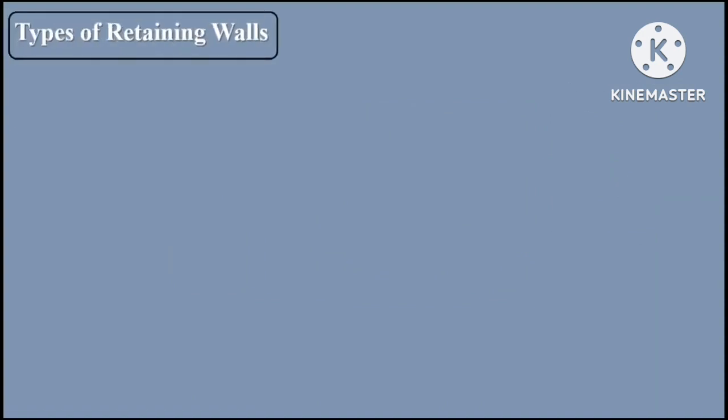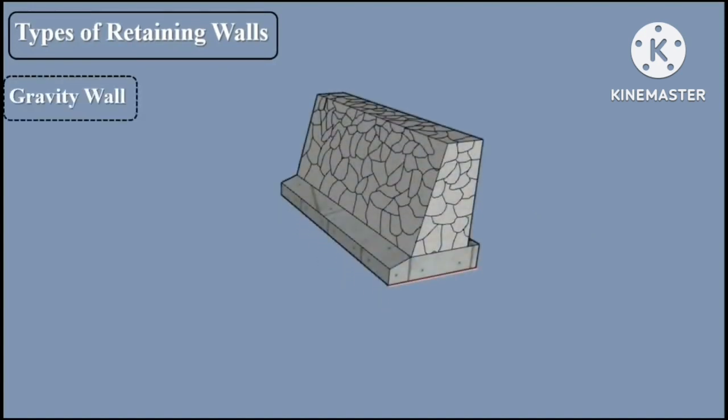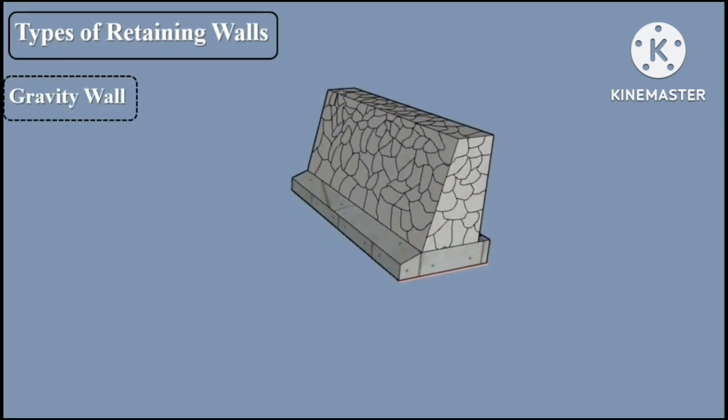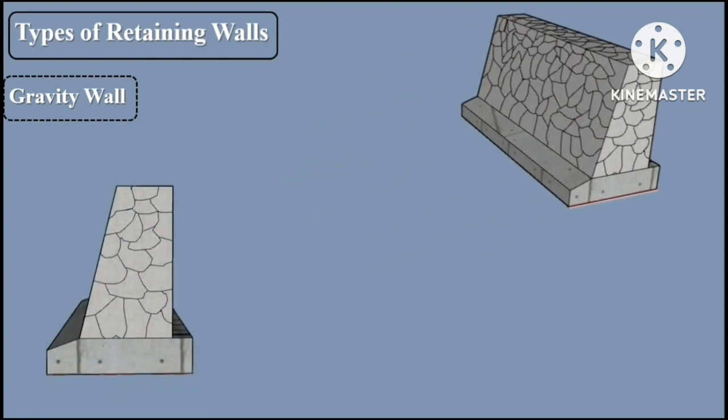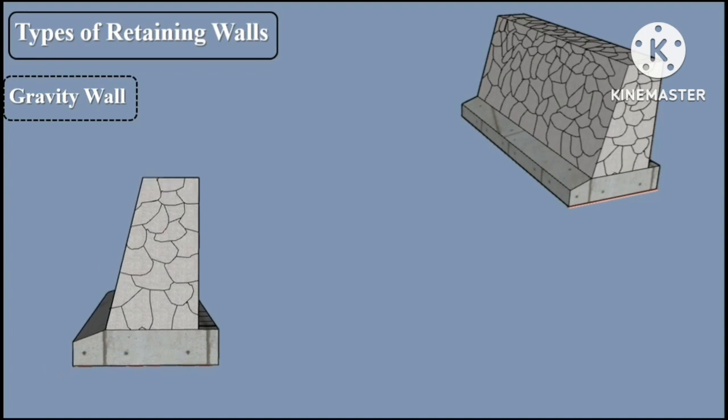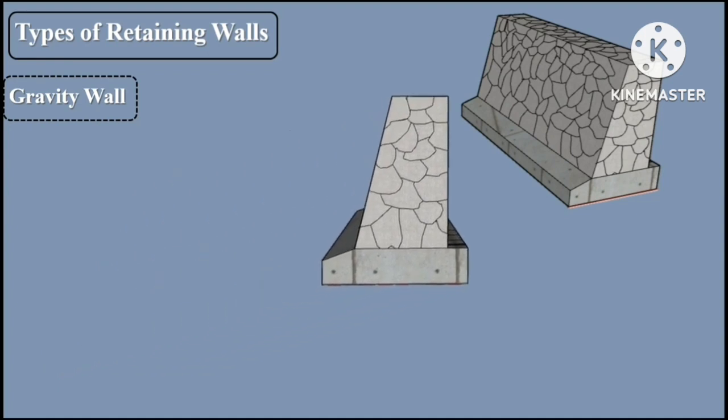Types of retaining walls. 1. Gravity wall. The type of retaining wall depends on its use. Gravity walls, generally, are trapezoidal in shape, but may also be built with broken backs. The base and other dimensions should be such that the resultant falls within the middle 1/3 of the base. A gravity wall retains soil by its own weight.